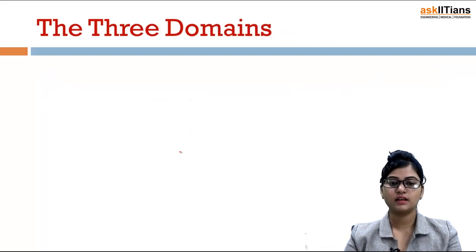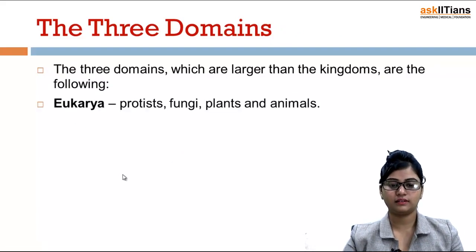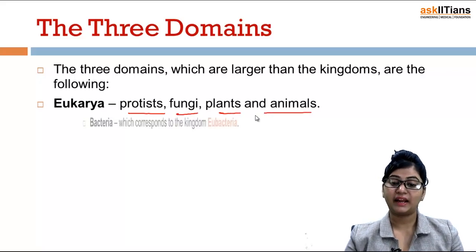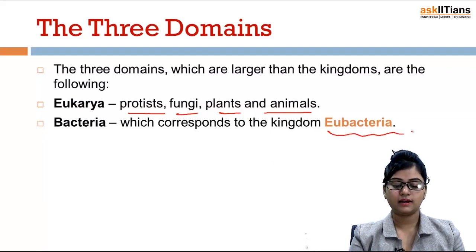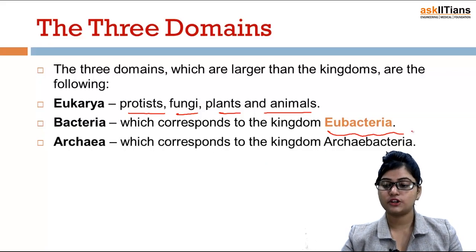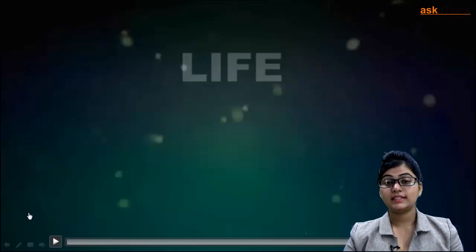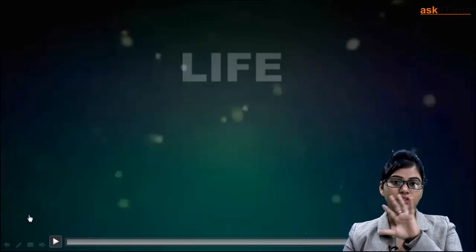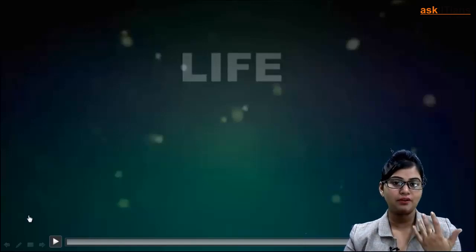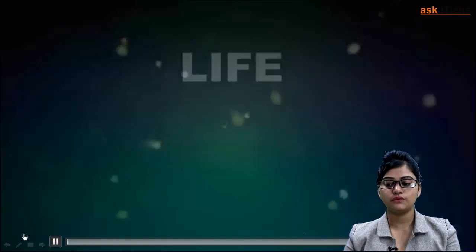What are the 3 domains? Eukarya. So eukarya are the protists, the fungi, the plants and the animals. Second domain is bacteria. It corresponds to the kingdom eubacteria. And the third domain is archaea, and it corresponds to the kingdom archaebacteria. Now, let's understand this complete classification system, these 5 kingdoms, this 6th kingdom and this 3 domain. We are going to go through this video.